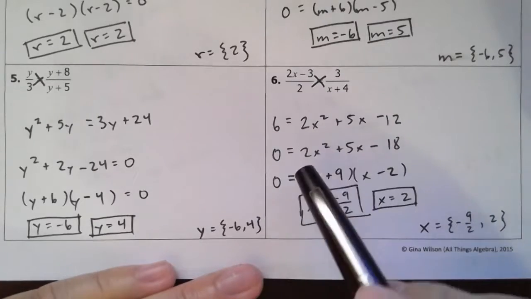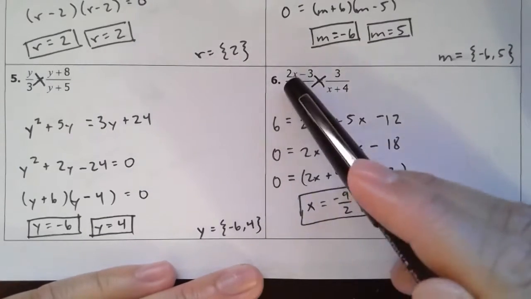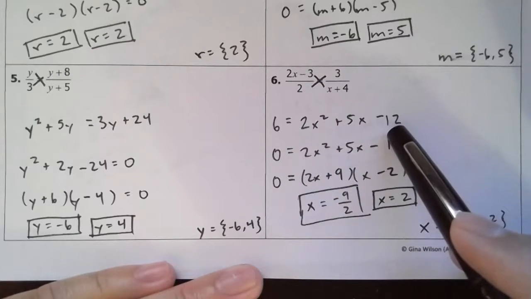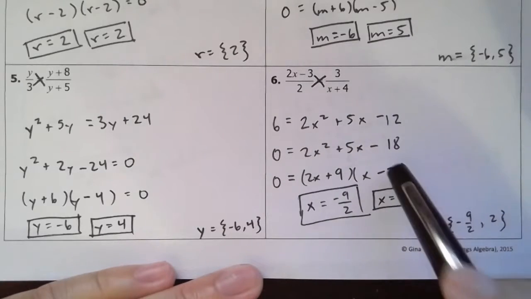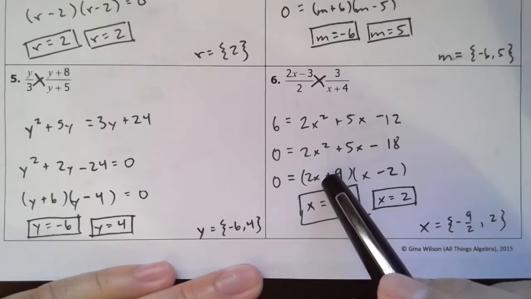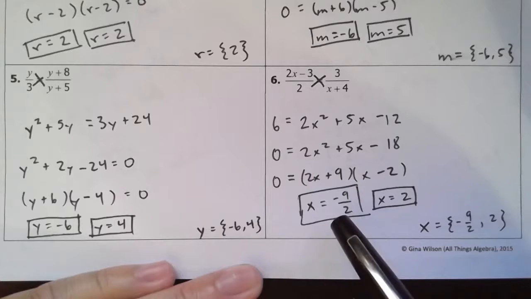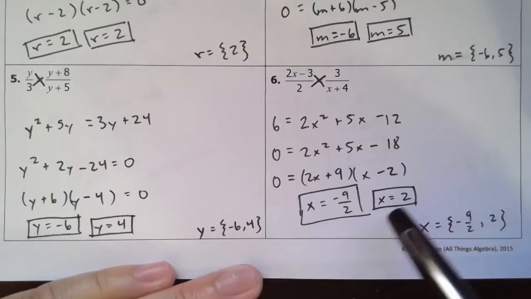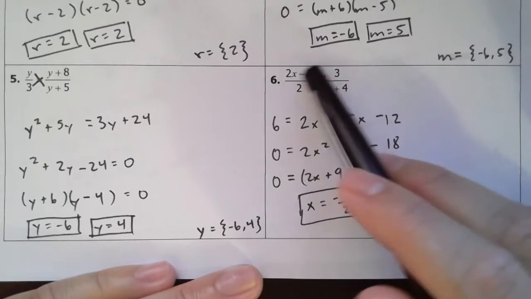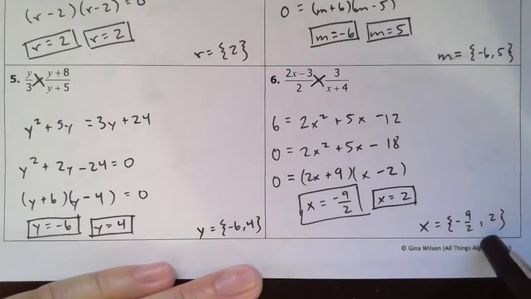For number 6, same thing, cross multiply. I'm getting 2 times 3 is 6. And then 2x minus 3 times x plus 4, I'm getting 2x squared plus 5x minus 12. I subtract 6 from both sides. I'm getting this here. Then I factor this into 2x plus 9 and x minus 2. So then my two solutions would be x is equal to negative 9 over 2 and x is equal to 2. And when you plug both of them back in here, especially this one because of the denominator, I don't get 0. So then they're both my solutions.